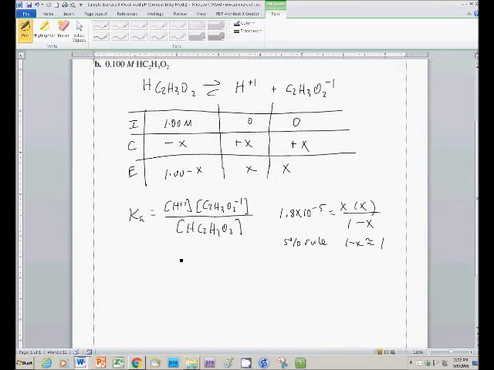And so when we solve, we're going to get basically X squared over 1 equals 1.8 times 10 to the minus fifth. Solving for X, we get the square root of 1.8 times 10 to the minus fifth, which is 0.0042 approximately, which is the molarity of the hydrogen ion as well as the acetate ion.